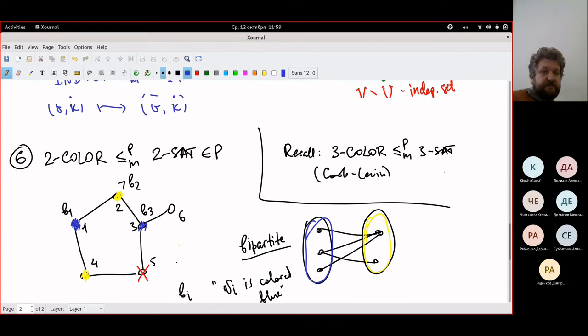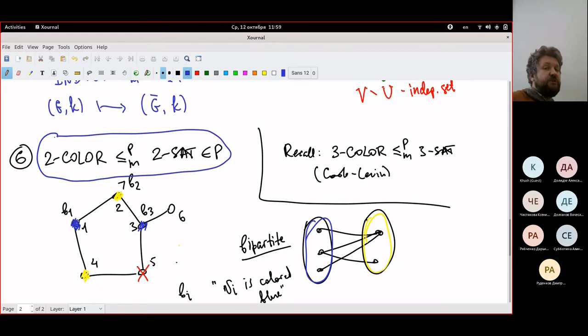So let's compare. We know that 2 color is reducible to 2 set, which shows that 2 color is in P, right? Polynomial. We know that 3 color is reducible to 3 set in an analogous way. This doesn't give us anything, because 3 set is hard, and therefore 3 color is of course reducible to it, because it's just another NP problem.